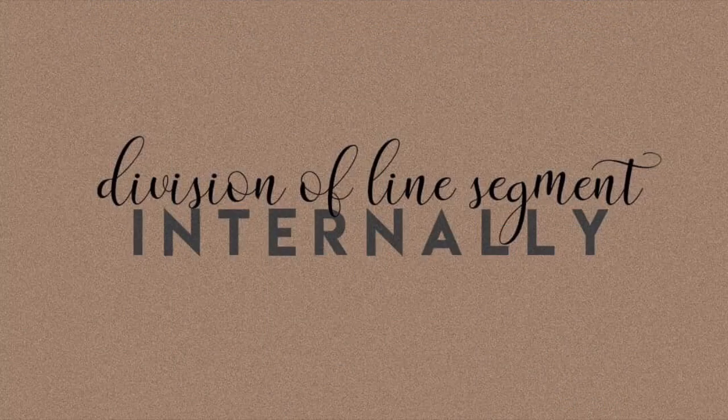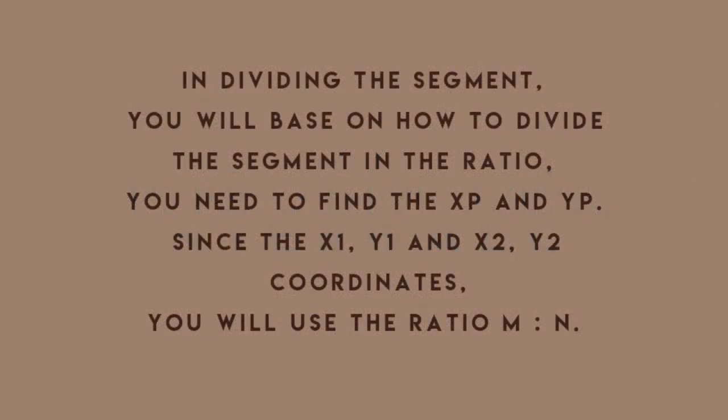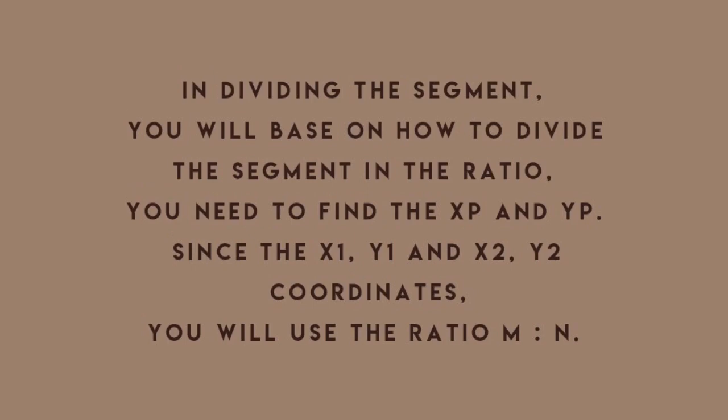In dividing the segment, you will base on how to divide the segment in the ratio. You need to find the x sub b and y sub b, since you have the x sub 1, y sub 1 and x sub 2, y sub 2 coordinates. You will use the ratio m is to n to get the points.